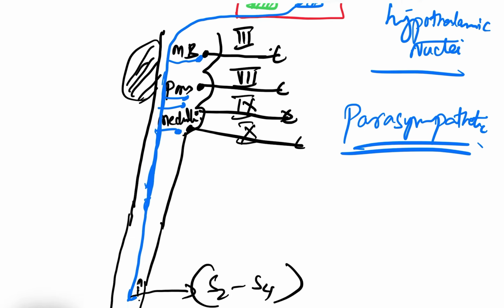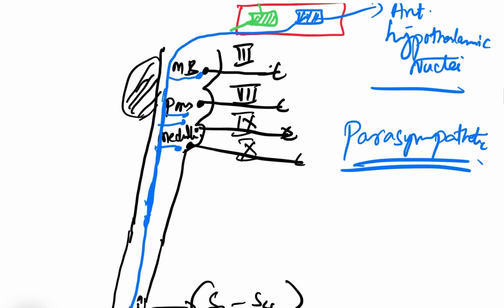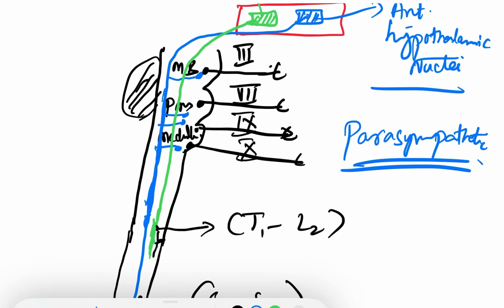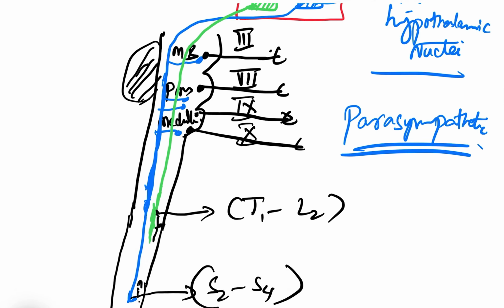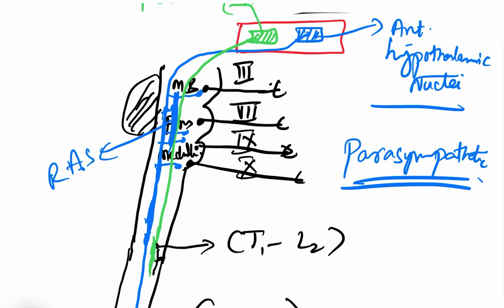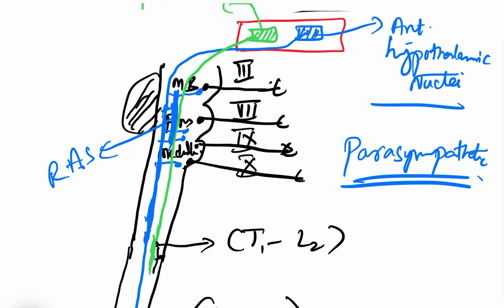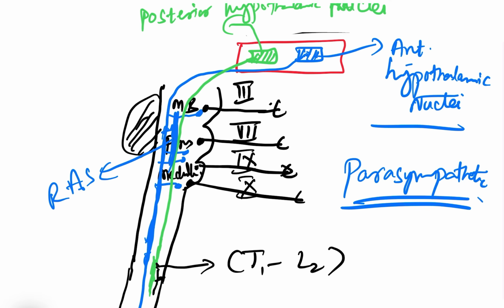Similarly, the posterior hypothalamic nuclei will go to the brainstem and again give connections to the spinal cord area, mainly the thoracolumbar region, that is from T1 to L2. It also gives connections to the reticular activating system here in the brainstem, that is the RAS. So this is how the hypothalamus, through its anterior and posterior hypothalamic nuclei, controls the autonomic activity of our body.